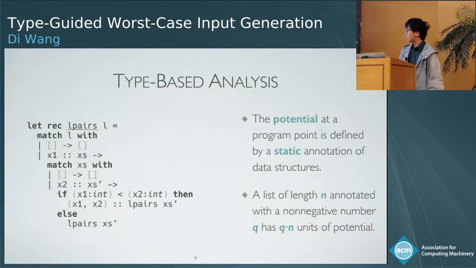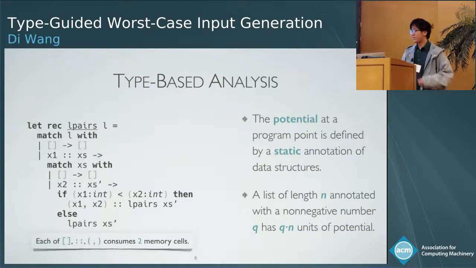Now let's take a look at the program on the left side. It's written in OCaml syntax, and it defines a recursive function, L pairs. It takes as input an integer list L, does some operations, and at the end returns all the adjacent ordered pairs of integers in the original list.